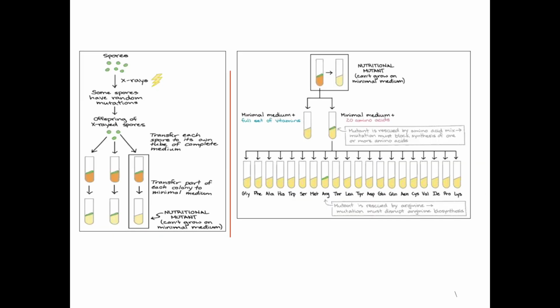Their two-step experiment involved exposing Neurospora crassa spores to X-rays to induce random mutations. The resulting mutants were grown on minimal medium supplemented with either the full set of amino acids or the full set of vitamins. By identifying which single nutrient rescued each mutant, Beadle and Tatum could link a specific gene mutation to the loss of a single enzyme required for a single step in a biochemical pathway.